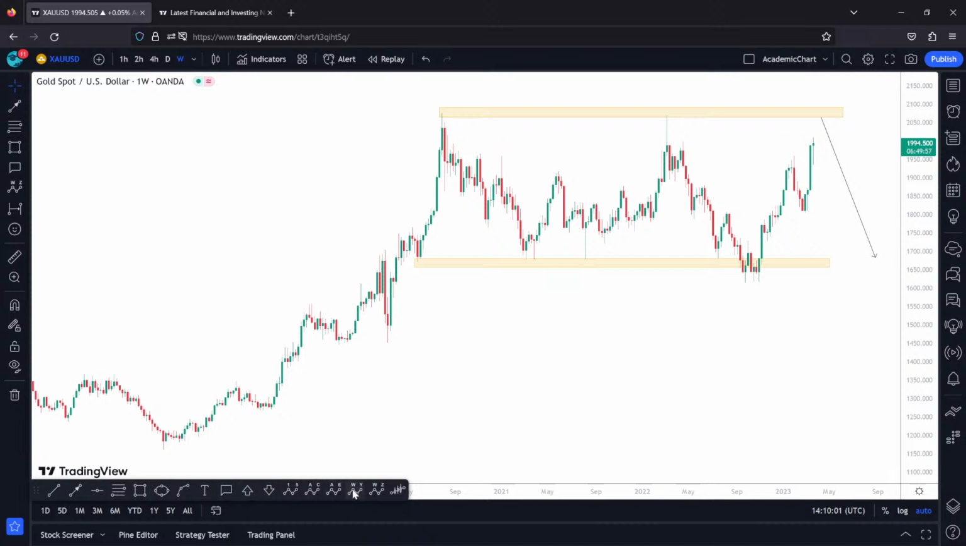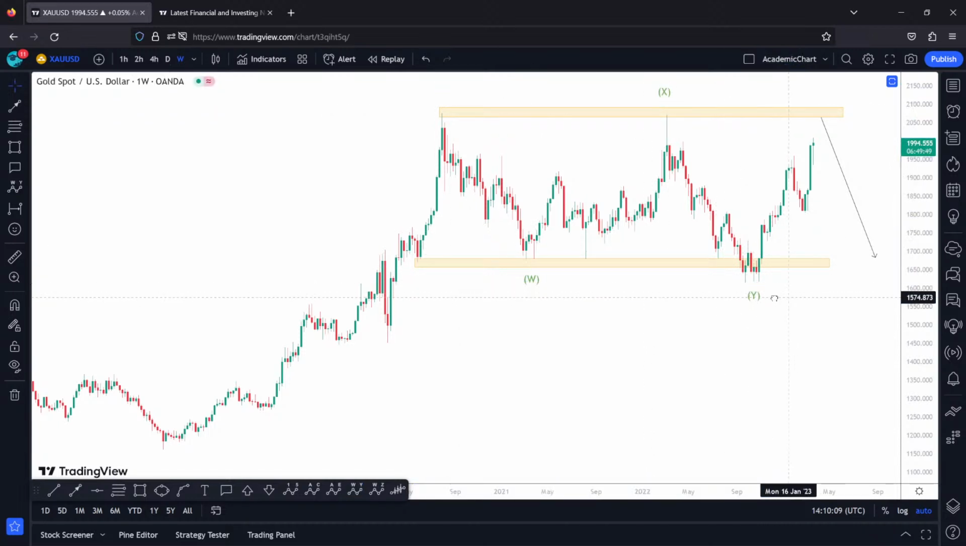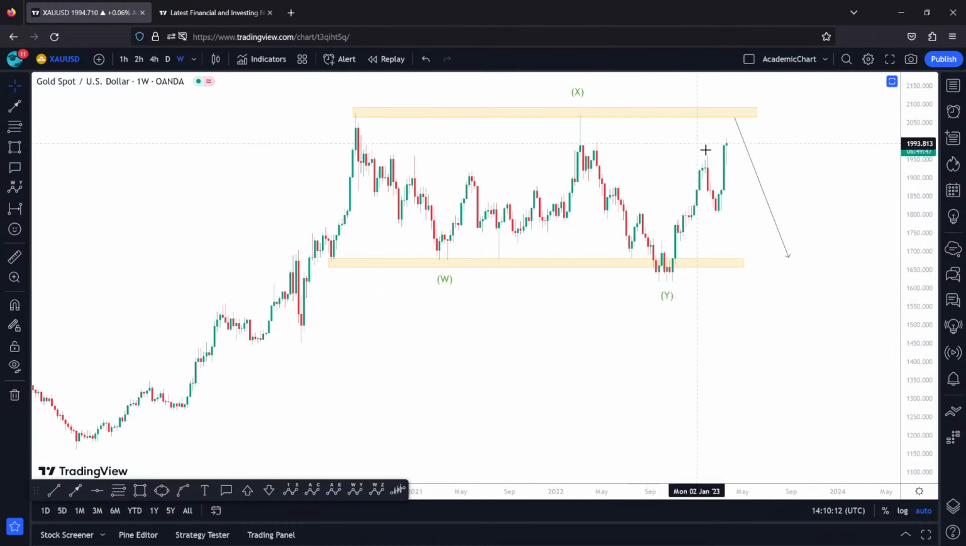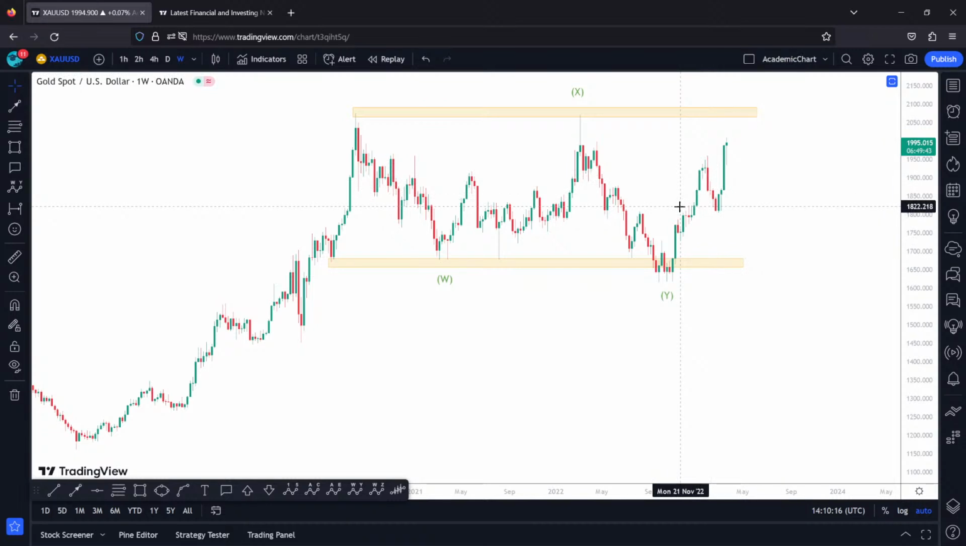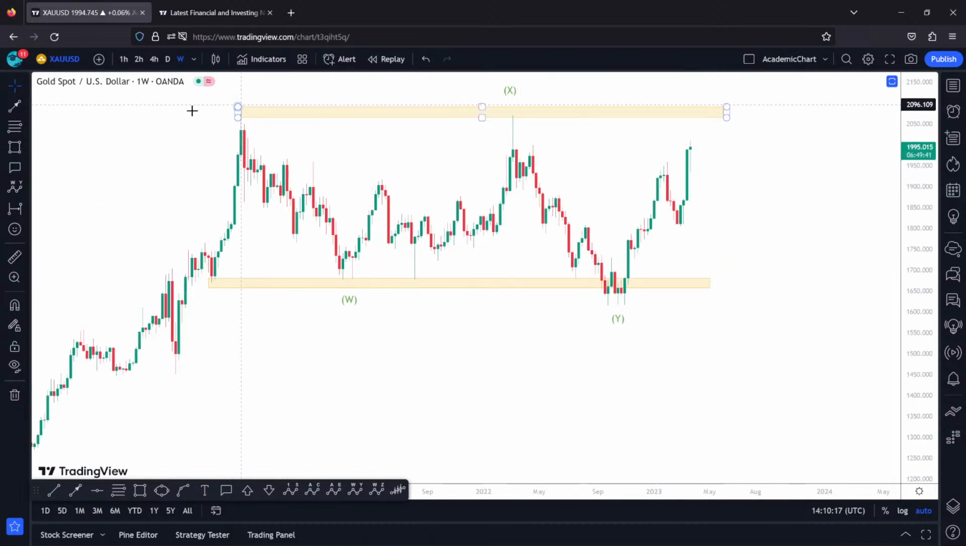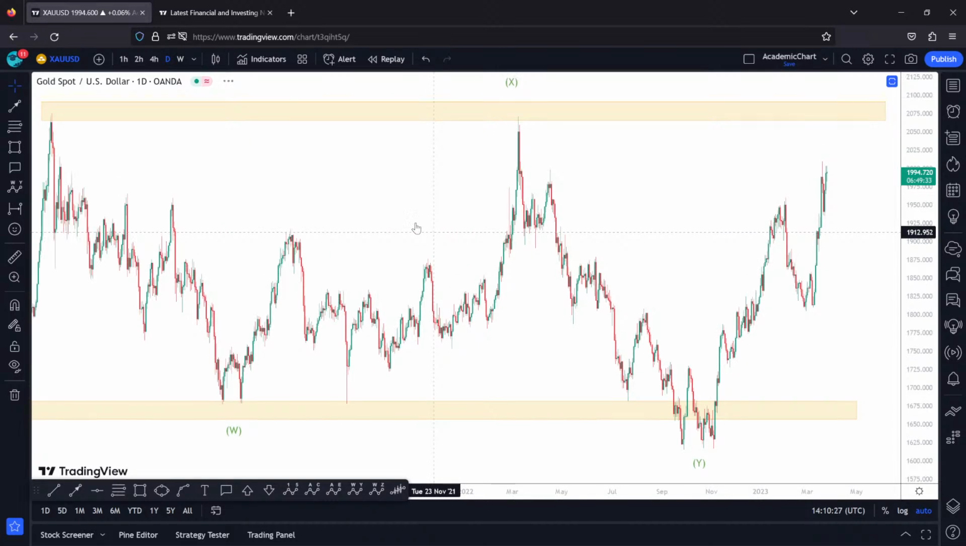So for now, let's just bring this combo corrective structure that we know. So far we had this combo, and we will talk about this last impulsive, and we will try to understand what type of wave it is going to be. So I think it is good enough for the weekly. Let's jump into the daily and take a closer look at this.